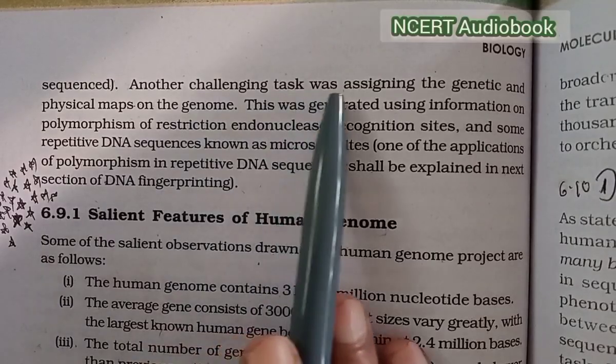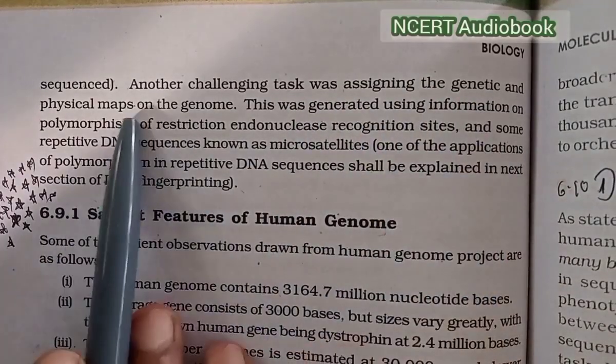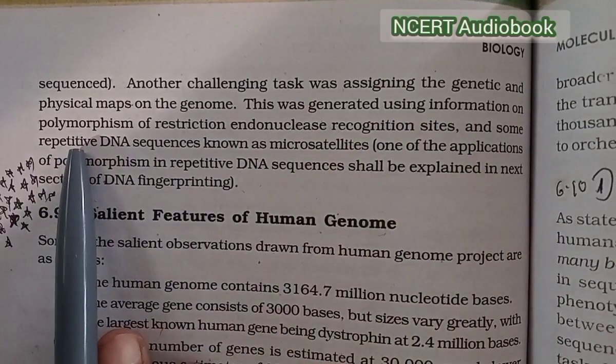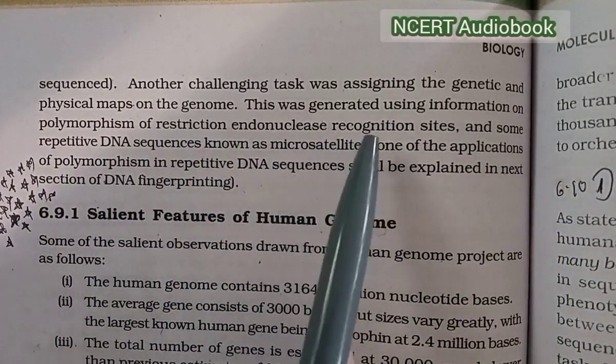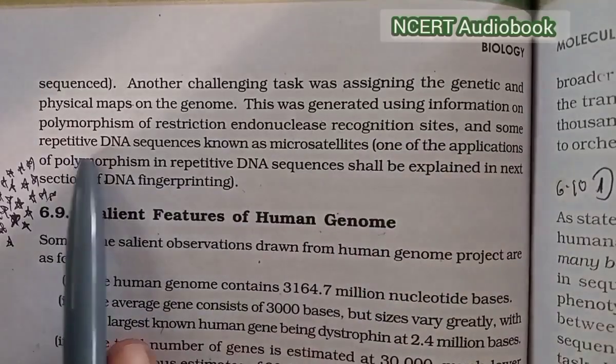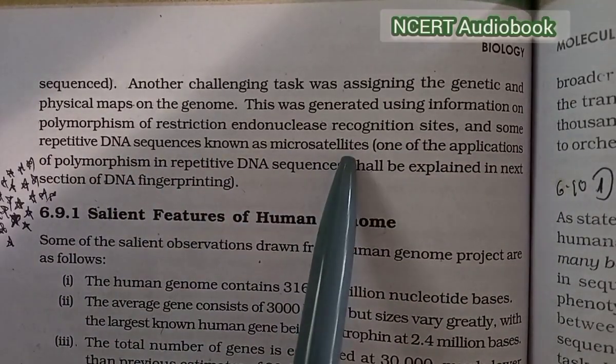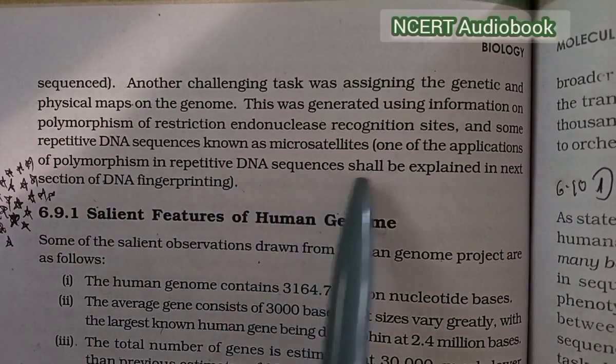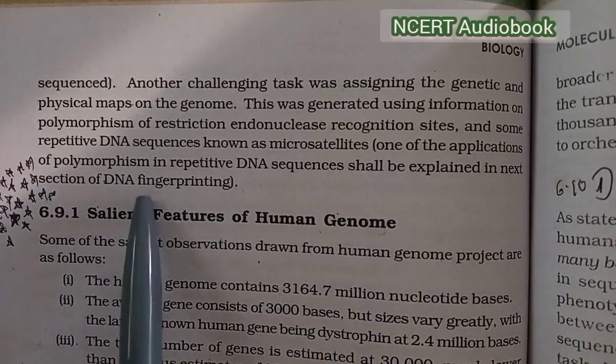Another challenging task was assigning the genetic and the physical map of the genome. This was generated using the information of the polymorphism of restriction endonuclease recognition sites and some repetitive DNA sequences known as microsatellites. One of the applications of the polymorphism in the repetitive DNA sequence shall be explained in the next section on DNA fingerprinting.